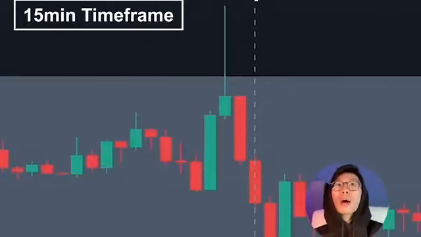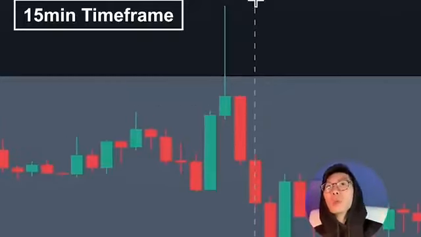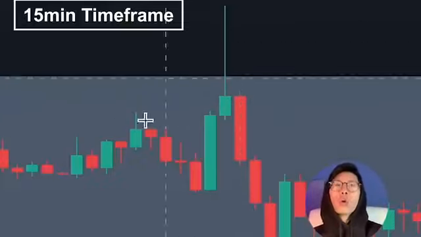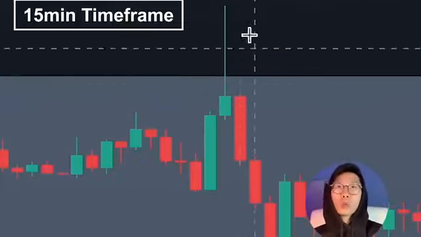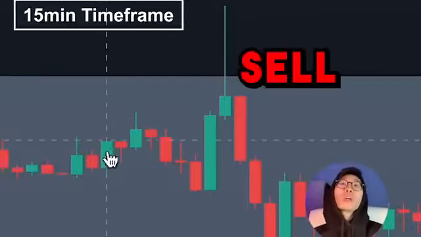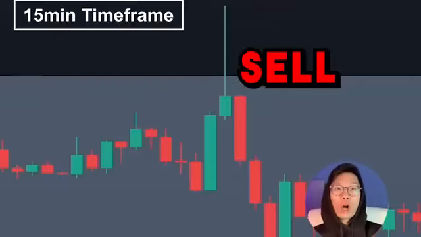Price got pushed all the way up here, but then sellers come in to push the price all the way down here, and they end up closing at this long wick candle. So this was the doji that price gave us just now. This is a major confirmation for us to enter a sell position.